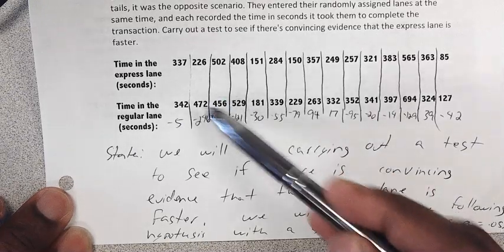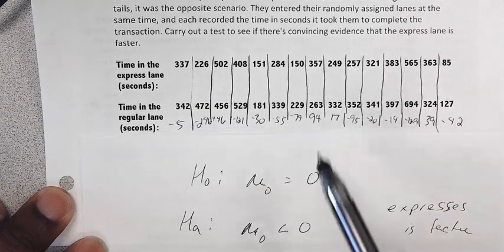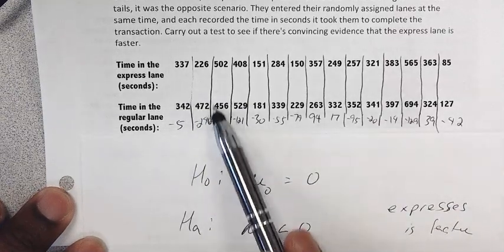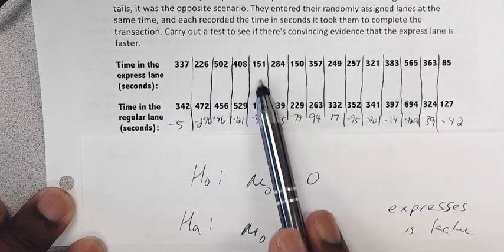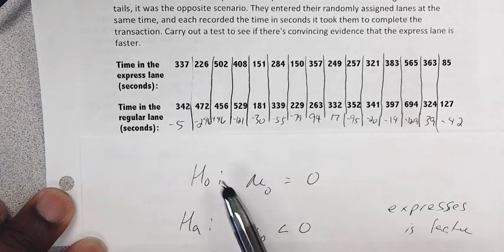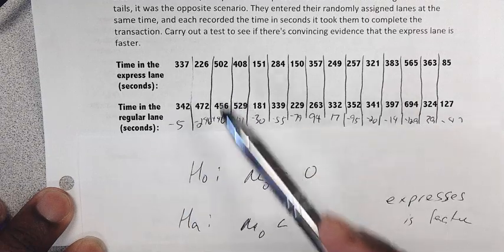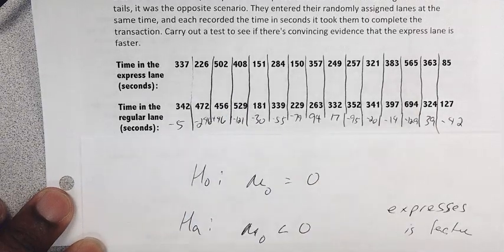So basically, my null hypothesis is that the mean difference is zero, as in these two are the same numbers. That means there's no difference between the express lane and the regular lane. My alternative hypothesis is that the mean is less than zero. If that difference is actually less than zero, that means the express lane is actually faster, because when you subtract them, you get a negative number.